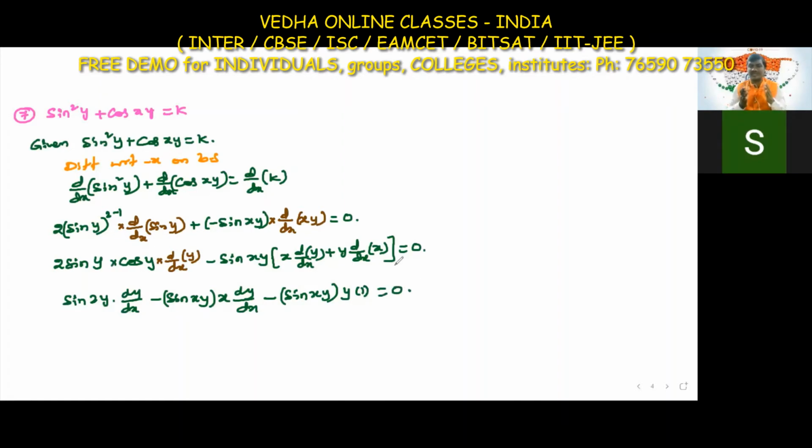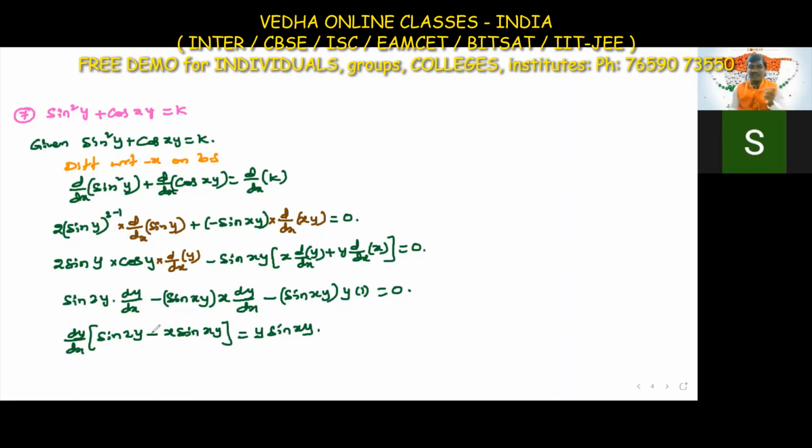Keep the dy by dx terms on the left side and the remaining terms on the right side. In the first two terms we have dy by dx, so take dy by dx common from these two terms. Then we get sine 2y minus x into sine xy. This last term I am sending to the right side. Here it is negative, so if you take it to the right side it becomes positive: y into 1 is y into sine xy.